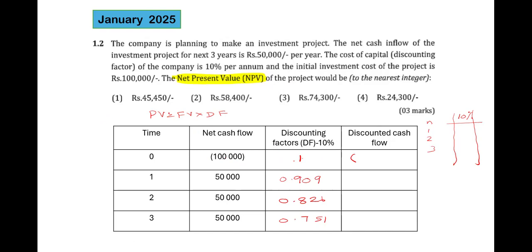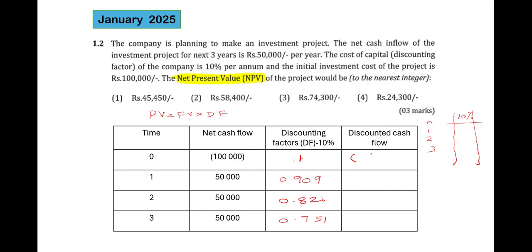If you want to find the present value, how do you get it? Future value multiplied by discounting factors. If we invest 100,000 now, you can earn 50,000 at the end of this year, and 50,000 at the end of next year. Those are the cash flows we convert to present value. Right. Now, how to fill the discounted cash flow column?